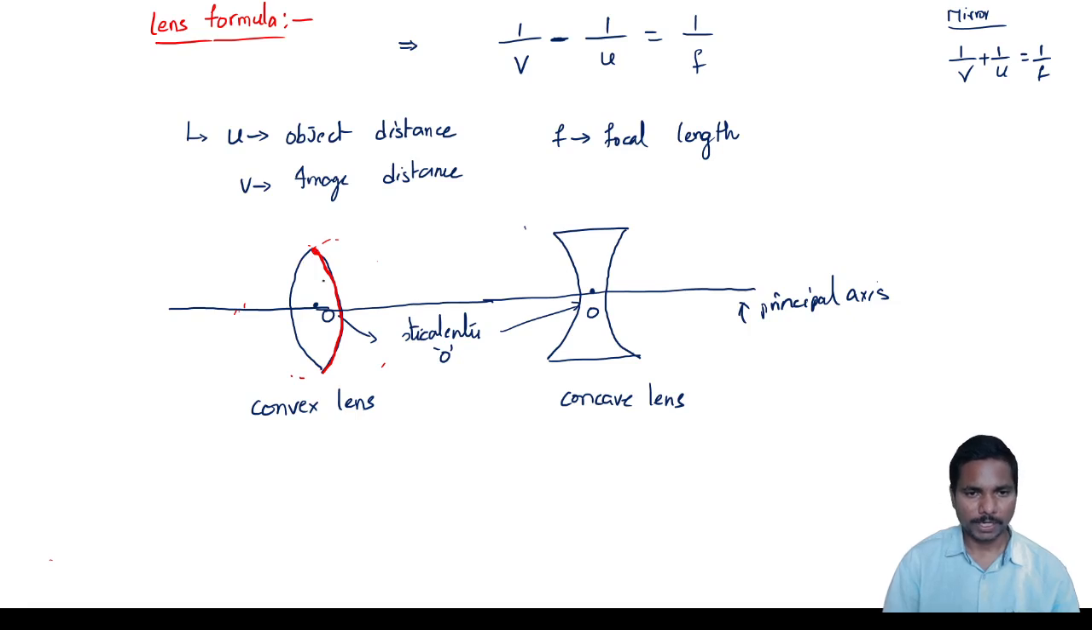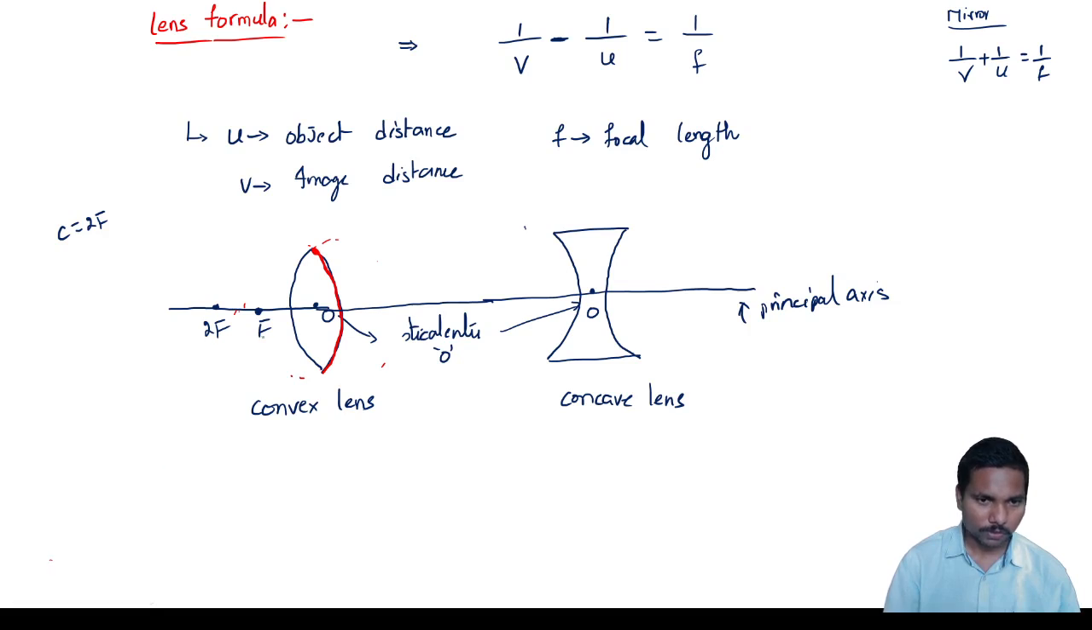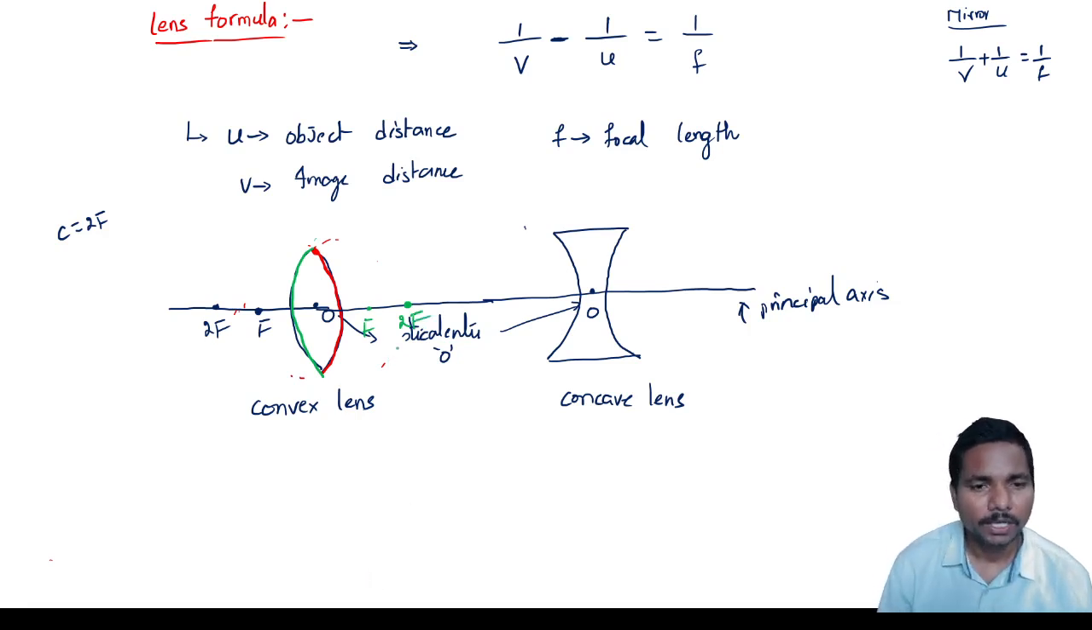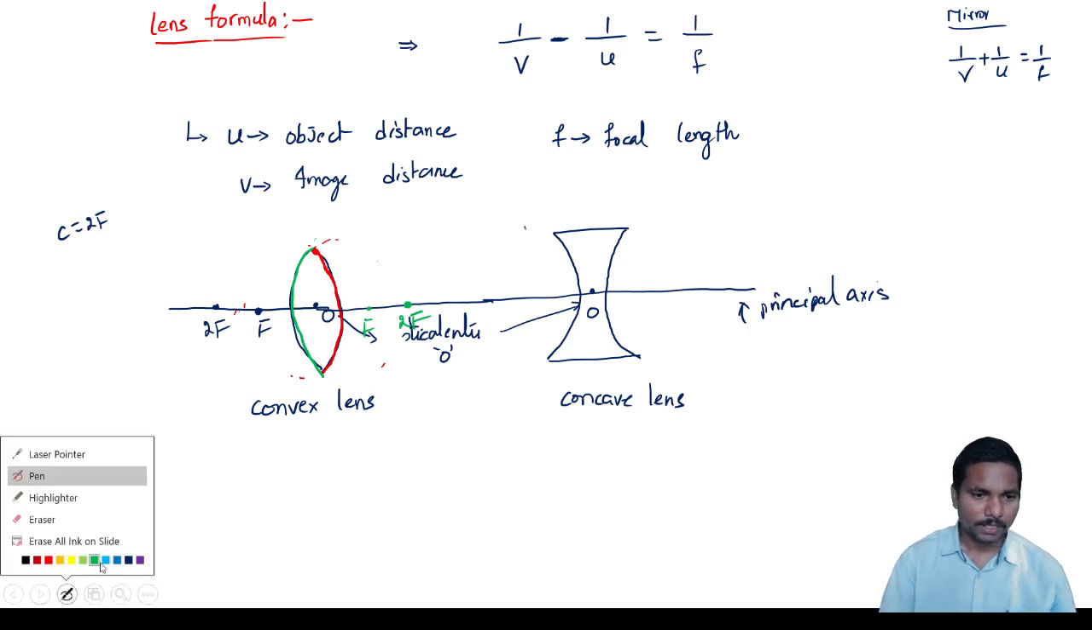For this red colored side, here we may have the focus, and here the center of curvature. The center of curvature in lenses we take as 2f, which is 2 times the focus. For this other side, in green, we have the focus and the center of curvature, which is 2f. That means in lenses we may have two focus points, which we may take as f1 and f2.